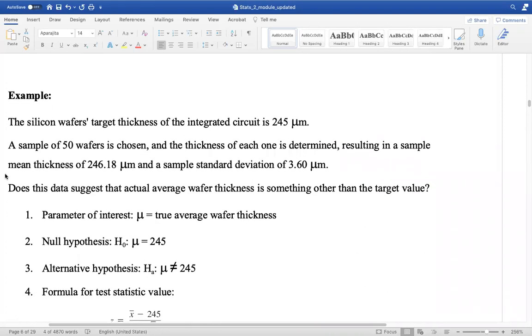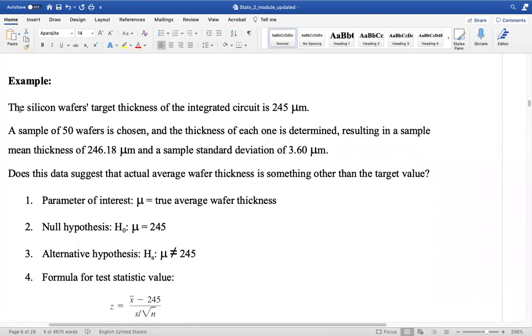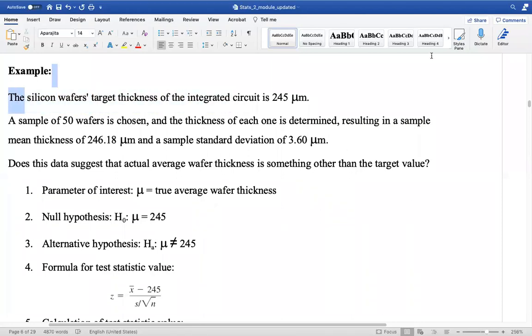Okay, so here we have some examples. The silicon wafers target thickness. So this is one sensor actually. Silicon wafer is one of the sensors. The thickness of the integrated circuit is 245 micrometers. The silicon wafer target thickness, the integrated circuit thickness, is 245. So this is the statement.